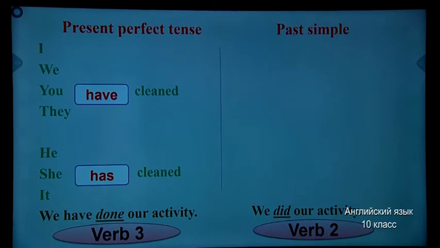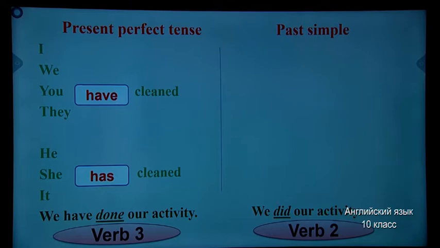So, dears, the present perfect describes an action which has a connection with the present. It is a completed action, but there is a connection with the present. If you say, I have cleaned my shoes, it means you have clean shoes now. If you say, we have done our activity, it means you have a ready activity, the teacher can check.